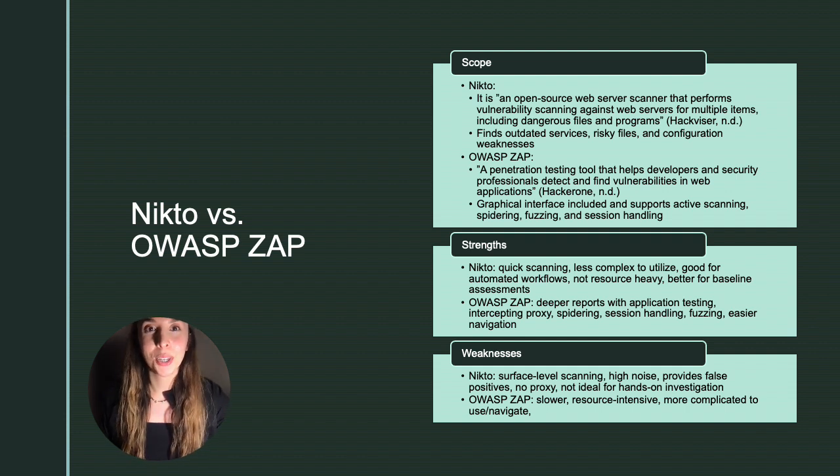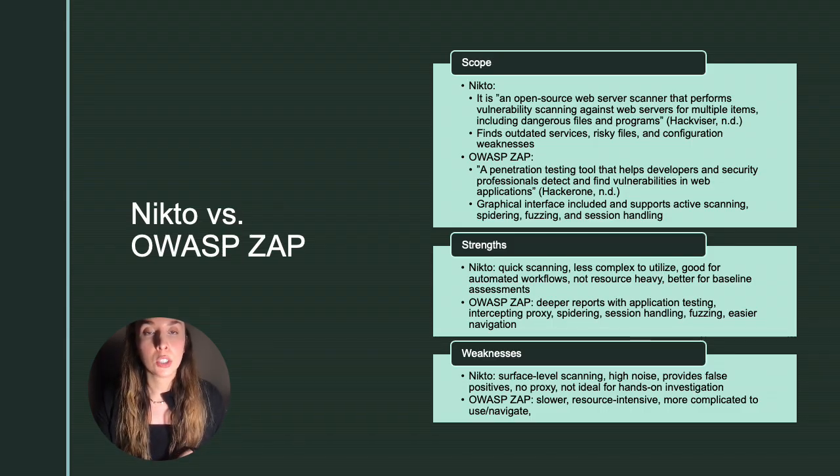Alrighty, so starting off here, I'm going to be touching on a few concepts in the next few slides, just to provide you that basis of understanding of each one. So I will be beginning by comparing Nikto and OWASP ZAP. They are both web security tools, but they do have their differences in their own ways.